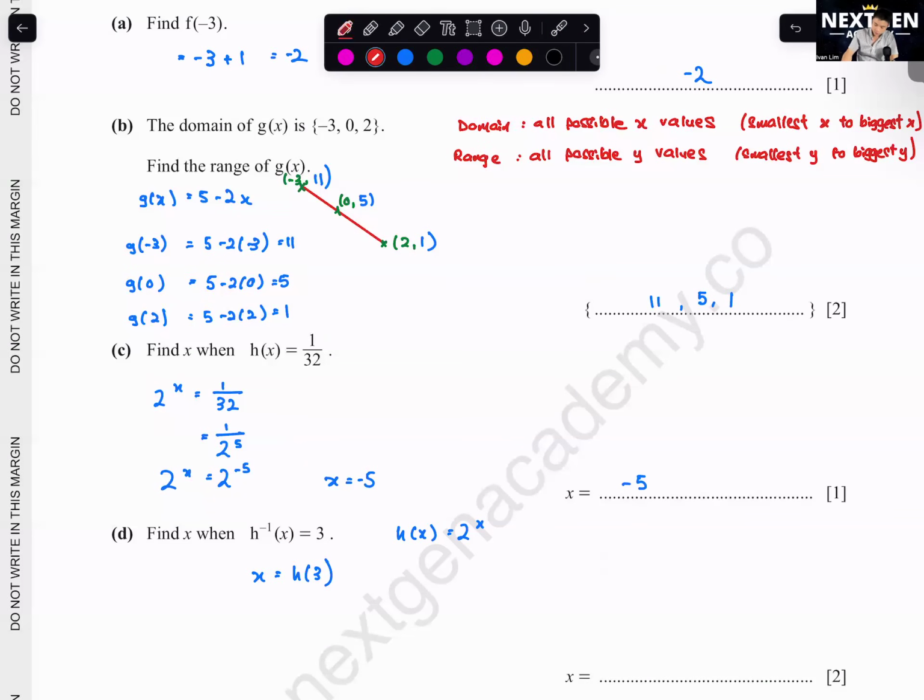Understand the concept? When you inverse an inverse, it becomes back to h(x). So we are just reversing the process again. This is the easiest way to understand it. There's actually a proper way to present it, but since we are doing maths, we just understand it this way. One step only. What's h(3)? Now you put 2 to the power 3. 2 to the power 3 will be equal to 8.